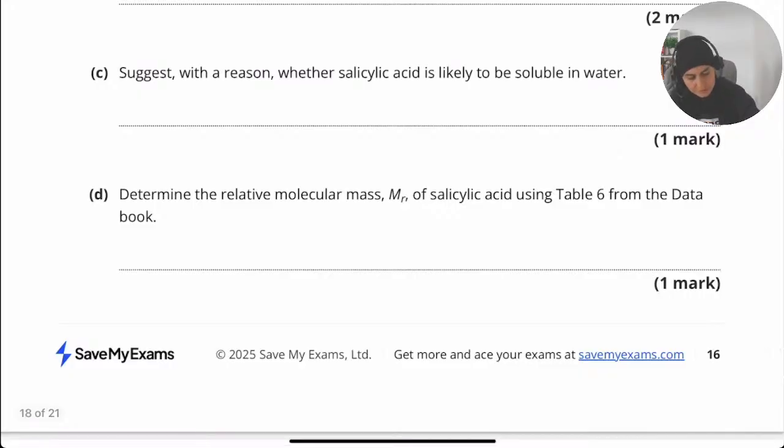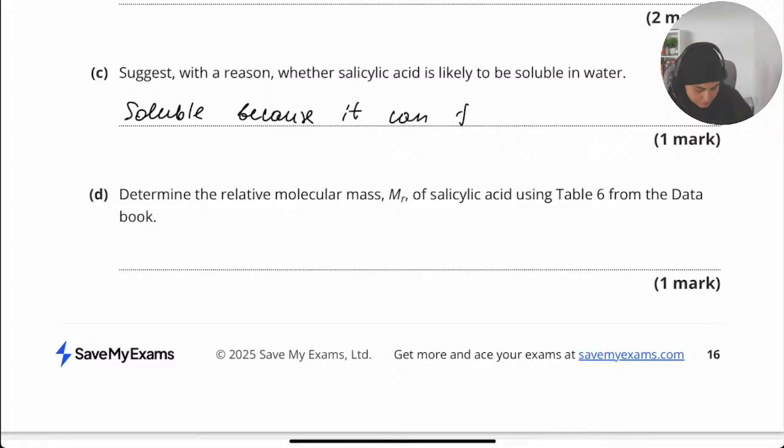Yes, so just with a reason. We say soluble because it can form hydrogen bonds. Yep, it can form hydrogen bonds through the COOH group and OH. By the way, hydrogen bonds with water.